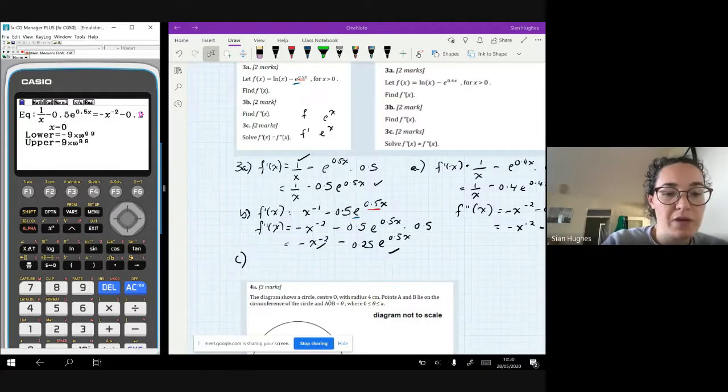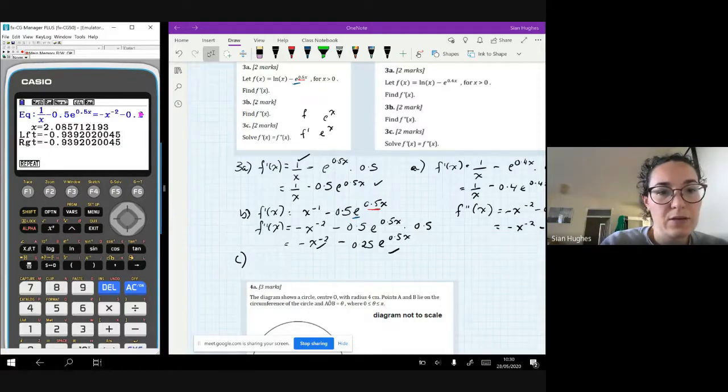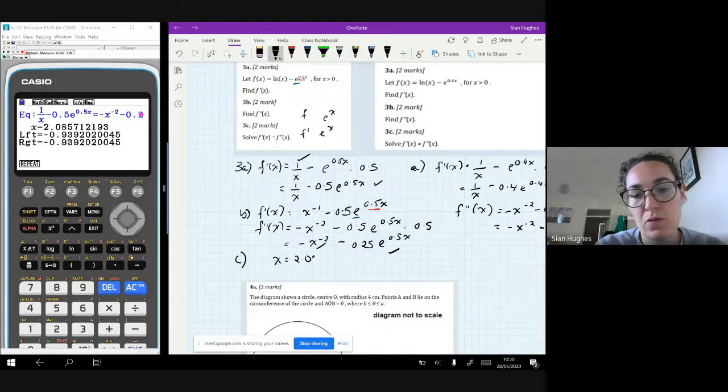I usually put 0 as a starting guess, although you can choose anything. And then if we solve it, we get the answer. And it tells me that x is 2.09.